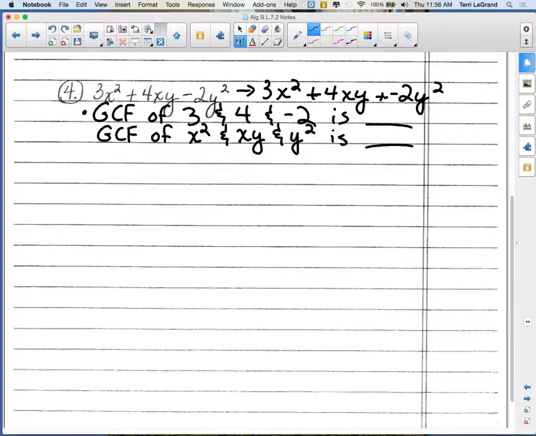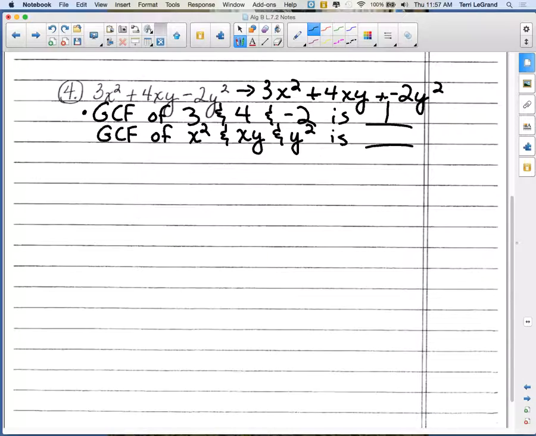So for the variables, would it be x1, y1, or would it be just x1? Okay, so remember when we're looking for the GCF, it has to be able to be divided into all of them, or divided out of all of them, is another way to think of it. Whatever you decide the GCF is, it better be able to be divided out of all three of those. So what's the GCF of the numbers 3, 4, and negative 2? 1. Okay.